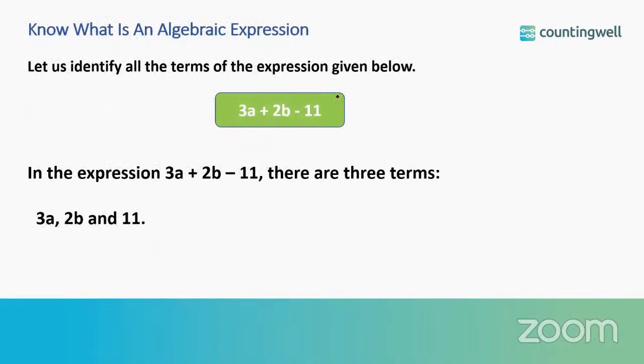Let us identify all the terms of the expression given below. In the expression 3a plus 2b minus 11, there are three terms. Which are those? 3a, 2b and 11.